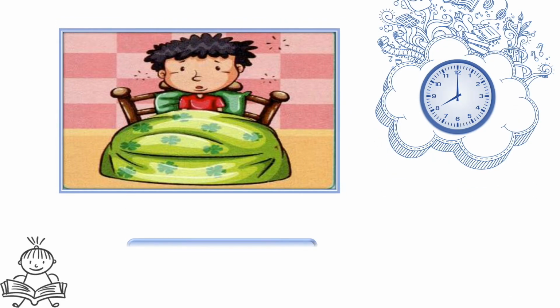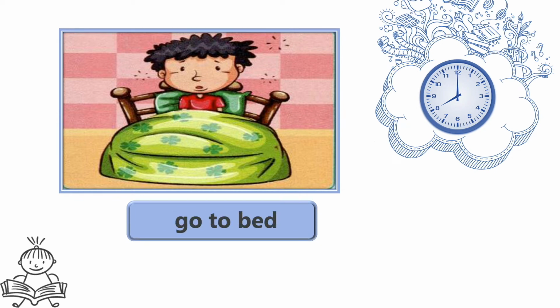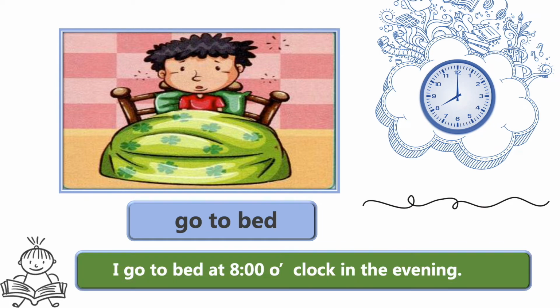The next slide is go to bed. Go to bed. Follow after me. Go to bed. I'll make this in a sentence. I go to bed at 8 o'clock in the evening. I go to bed at 8 o'clock in the evening.